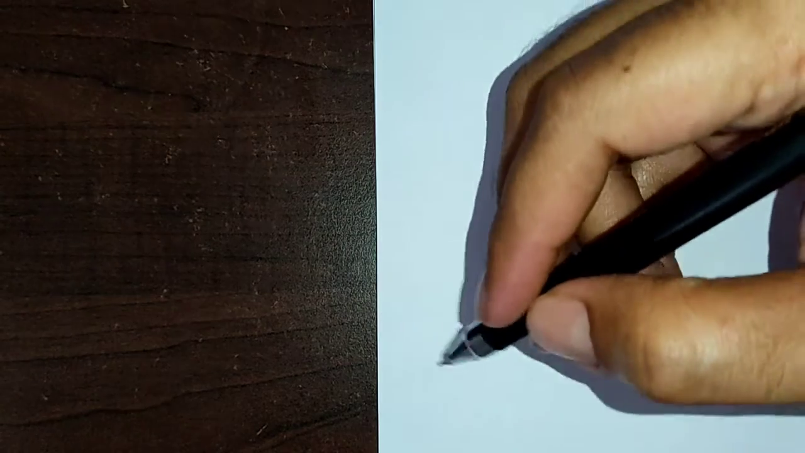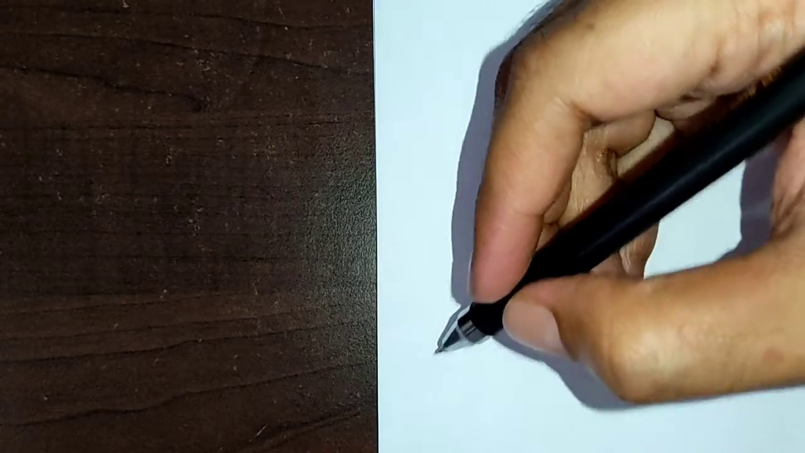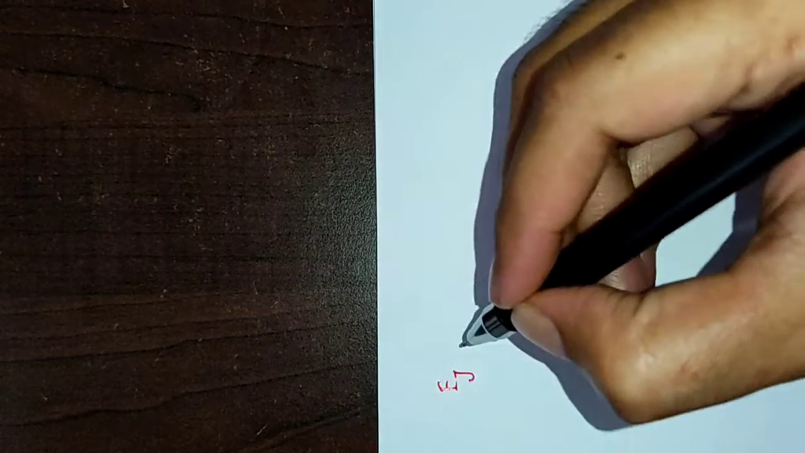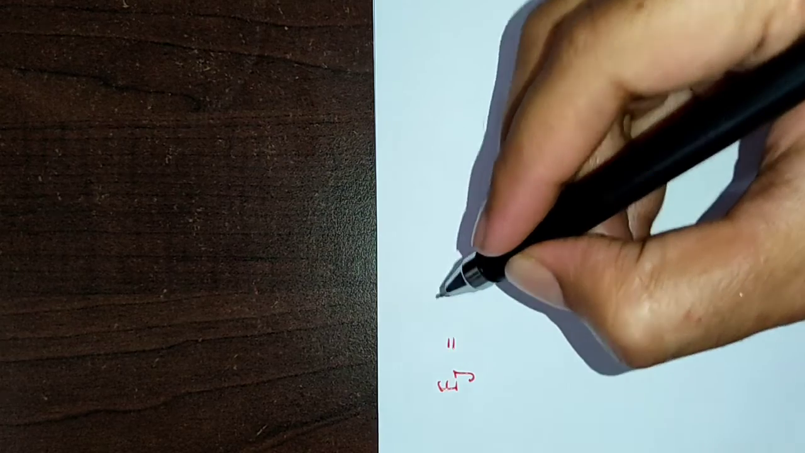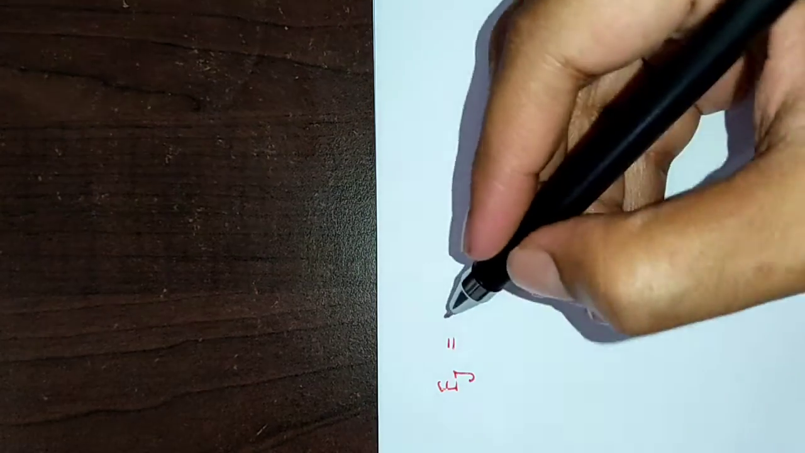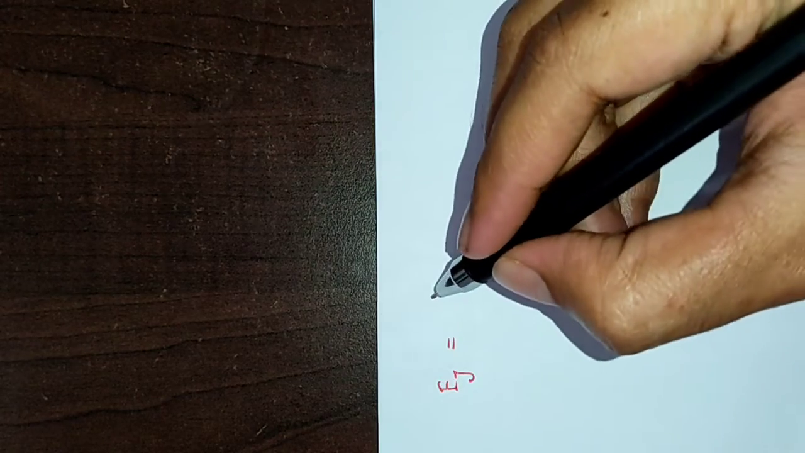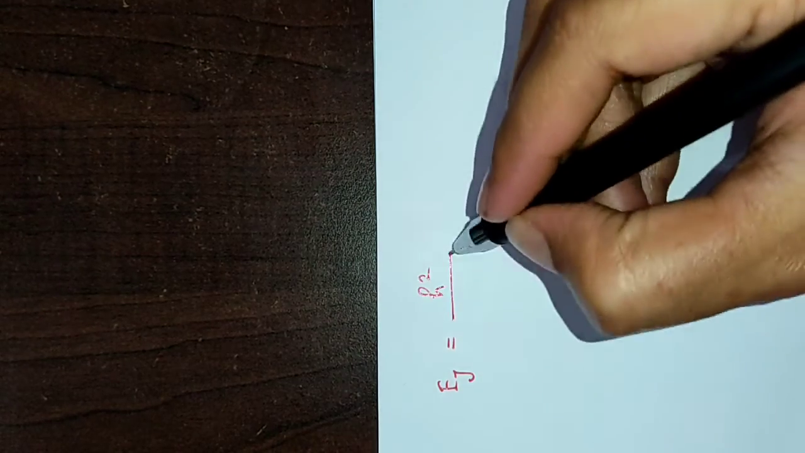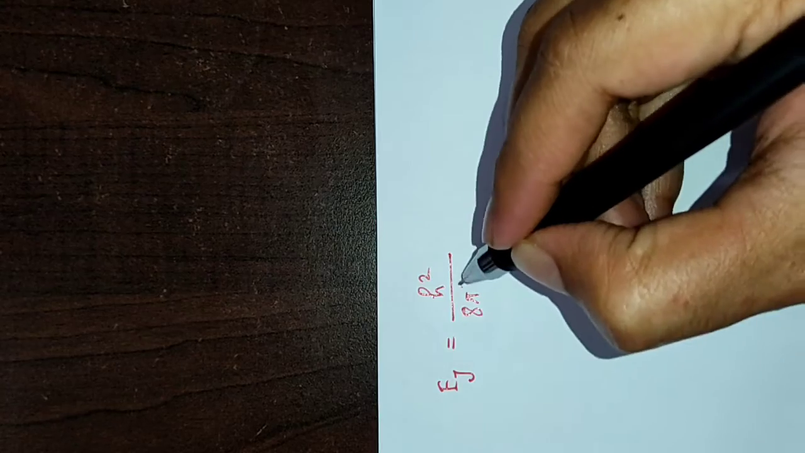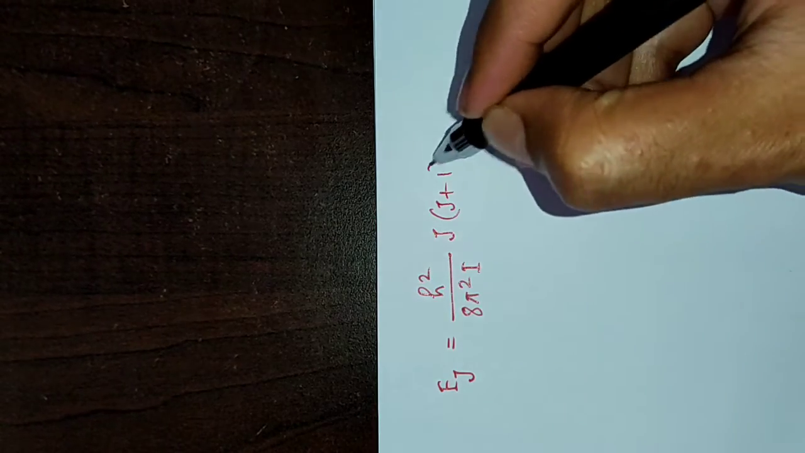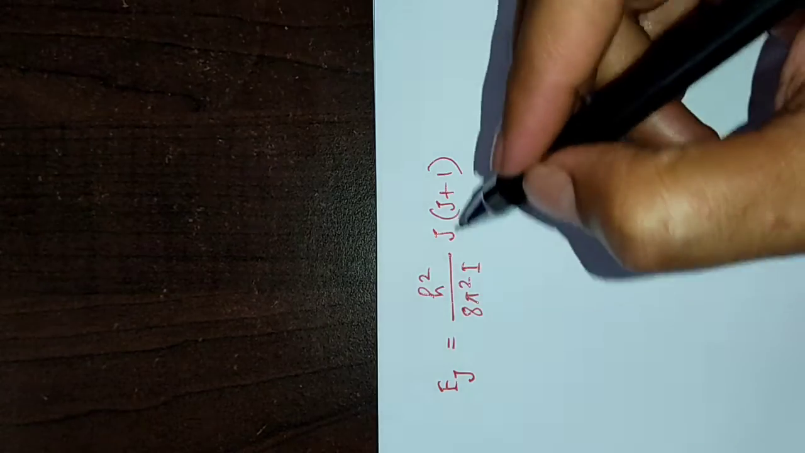That is a very hectic work, and after the solution is done, we have the energy levels for a rigid diatomic molecule to be E_J, J means quantum number. For the rotation, it will be h square upon 8 pi square I, J into J plus 1. This is the energy expression.